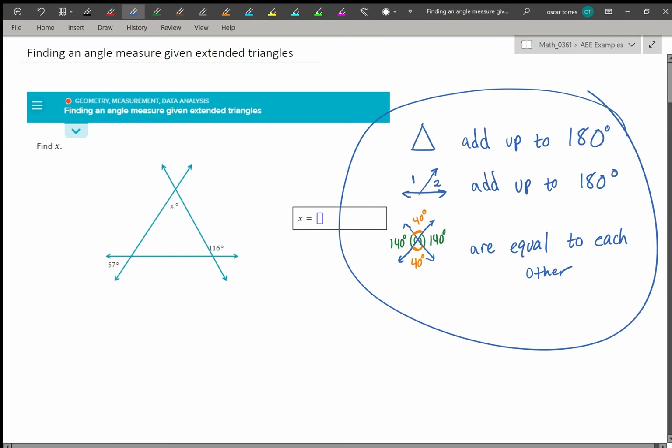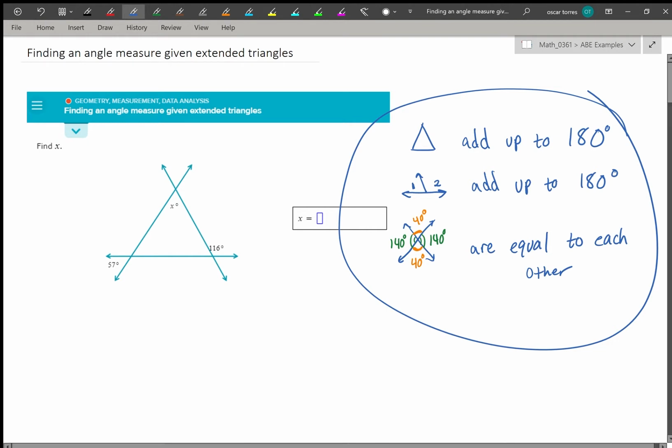So just to briefly repeat myself, when we have a triangle, it consists of three angles, and those three angles add up to 180 degrees. When we have a straight line, and that straight line is split up into two angles, it doesn't matter how those angles look. Those two angles added together are going to give us 180 degrees.